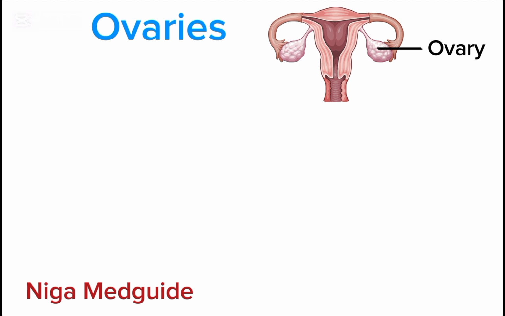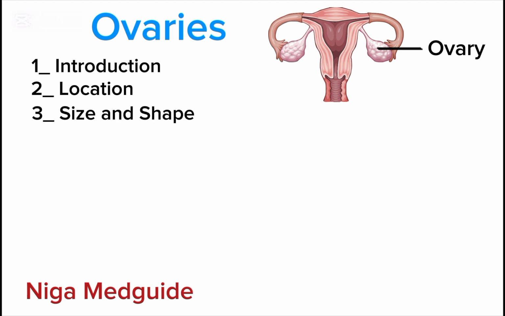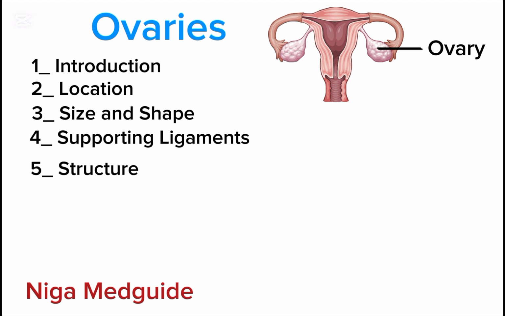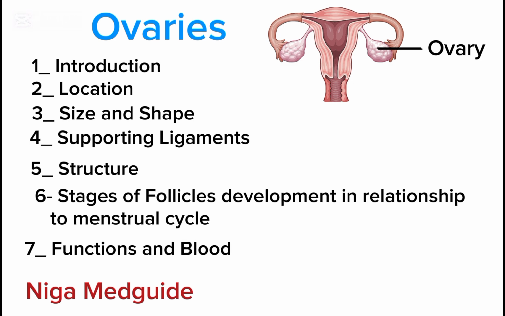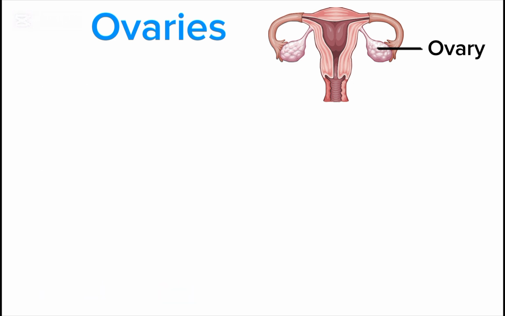Today we will study anatomy of ovaries with its functional overview. We will cover the following objectives: its introduction, location, size and shape, suspensory ligaments, structure, stages of follicle development in relation to menstrual cycle of 28 days inside the ovary, functions and blood supply. Let's start it.